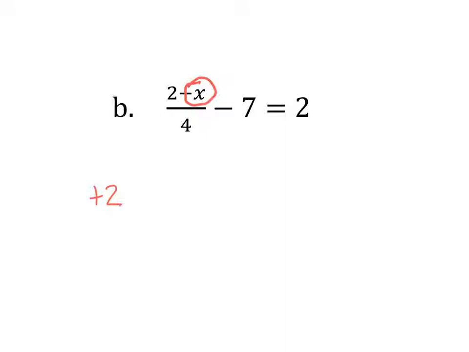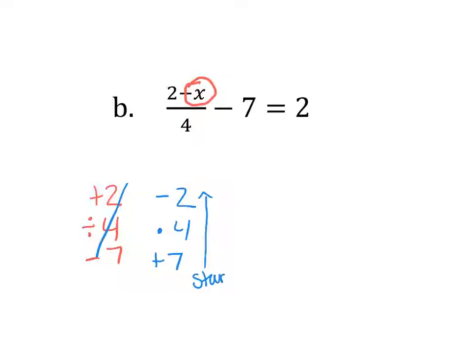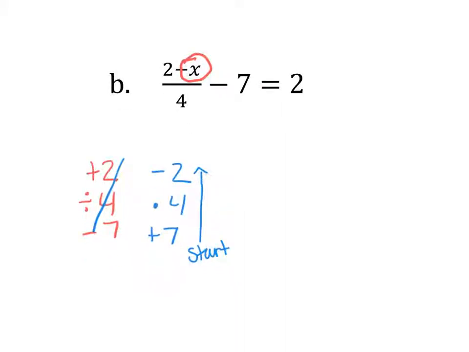And then what's the next thing that's happening to x? Would dividing by 4 come first, or the subtracting 7 come first? Dividing by 4. And then that leaves our subtracting by 7. So we do the opposite operations now. So that would be subtracting 2, multiplying by 4, and adding 7. And we'll do those in the reverse order. Okay, so we'll start by adding 7 to both sides.